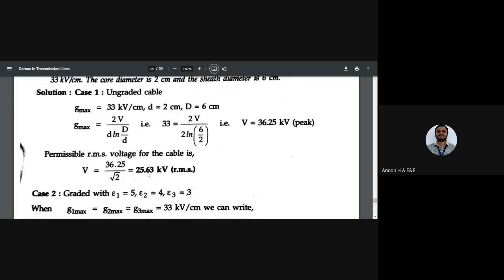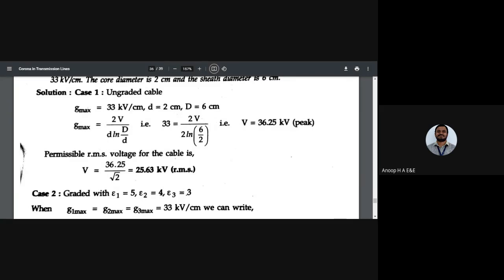So the first one is the ungraded homogeneous dielectric. Case 1, we've got an ungraded cable and we need G max. If you recall the equation, G max in the case of an ungraded cable is 33 kilovolt per centimeter. The diameter small d is 2 centimeter and capital D is 6 centimeter. So we get G max as 2V divided by d ln of capital D by d, because the x value obtained here is replaced by small d.